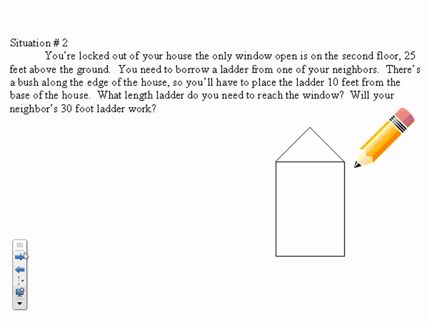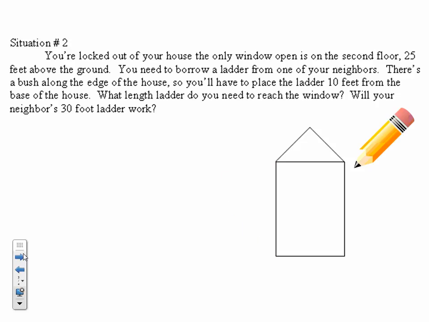So let's go situation two. Let's say we're locked out of our house and the only window open is on the second floor, 25 feet above the ground. Oh no, you need to borrow a ladder from one of your neighbors, but there's a bush along the edge of your house, so we have to place the ladder 10 feet from the base of the house. What length ladder will we need to reach the window? What if the neighbor has a 30-foot ladder? Will that work? Well, let's see. Oh, look at that cute little animation.